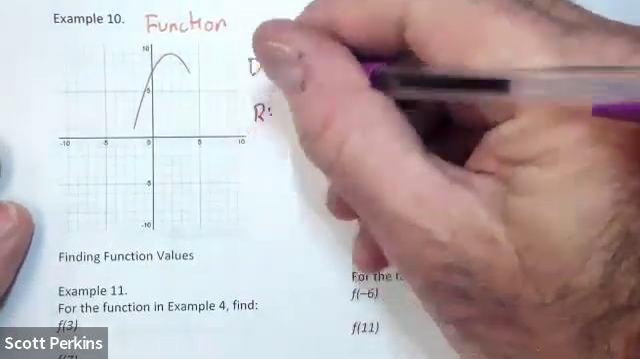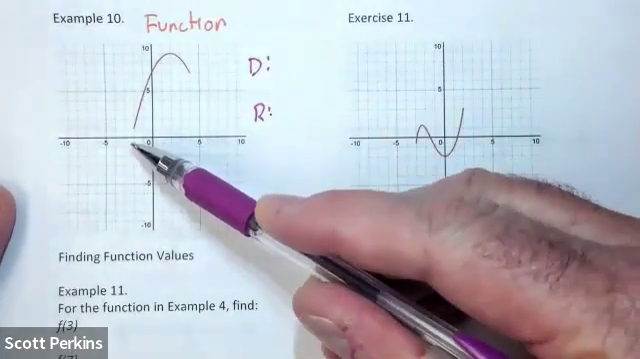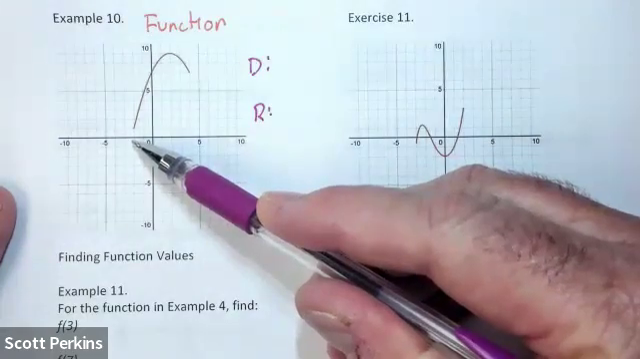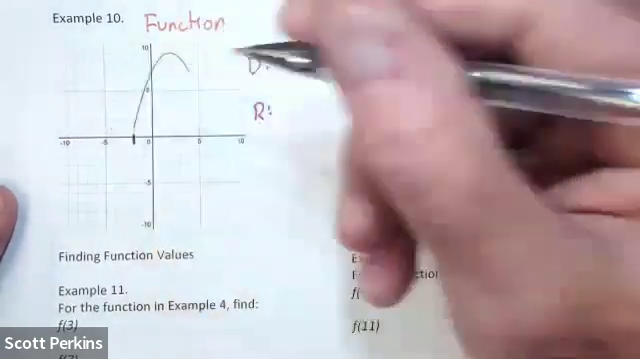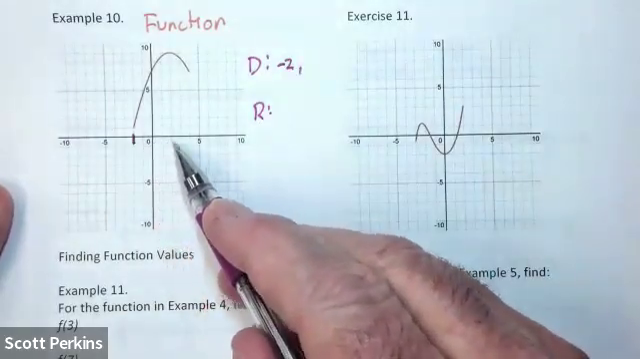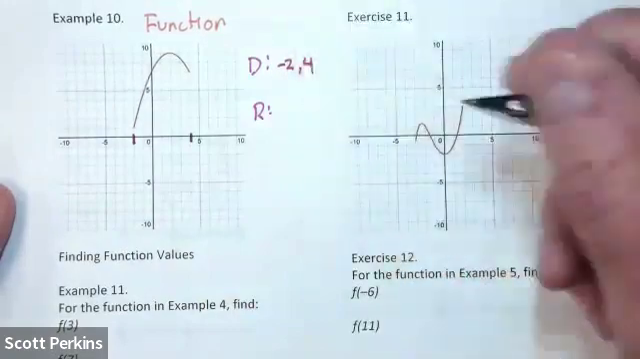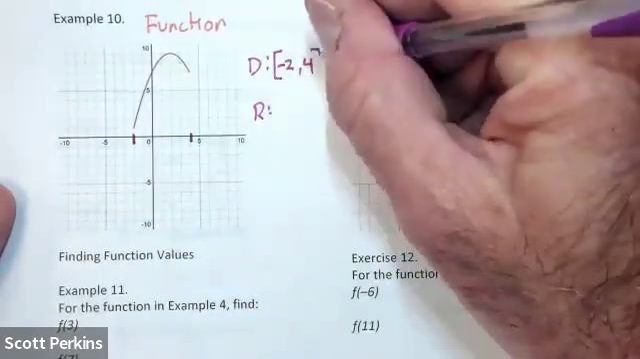So the domain is my left and right. What's the furthest left this graph goes? -2, yeah, right here. I'm just going to put a little hash mark right there. -2. What's the furthest right this graph goes? 4. Yep, again, I'm going to put a little mark just so that you can see it. And I'm going to put brackets in both those places.